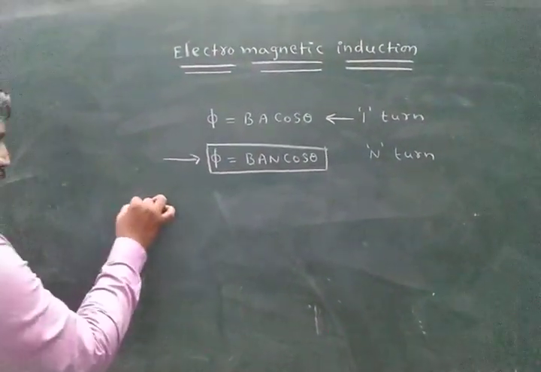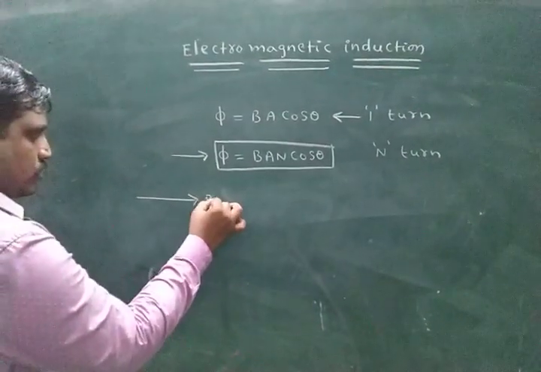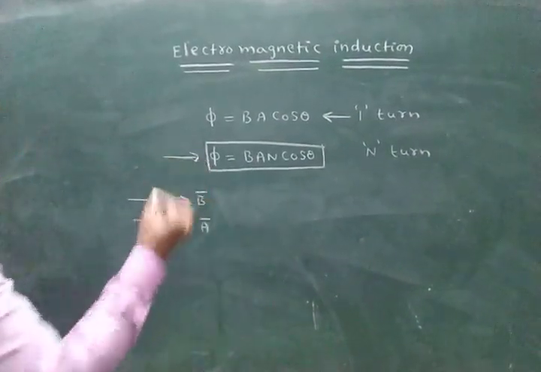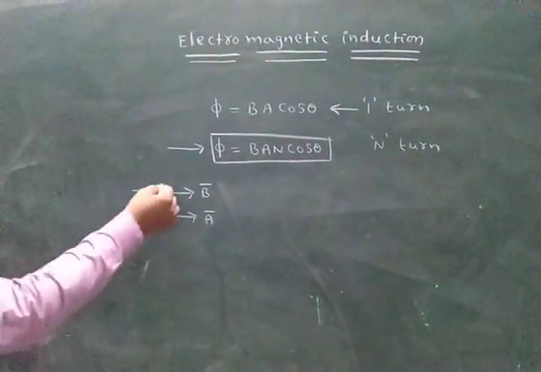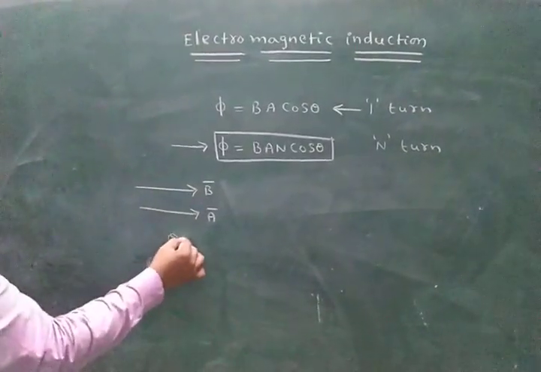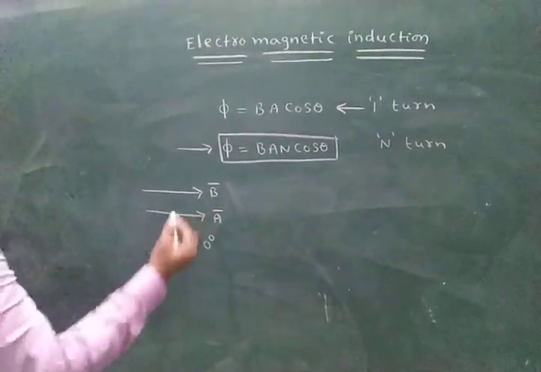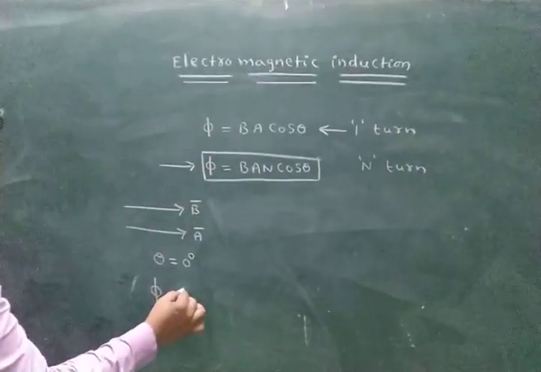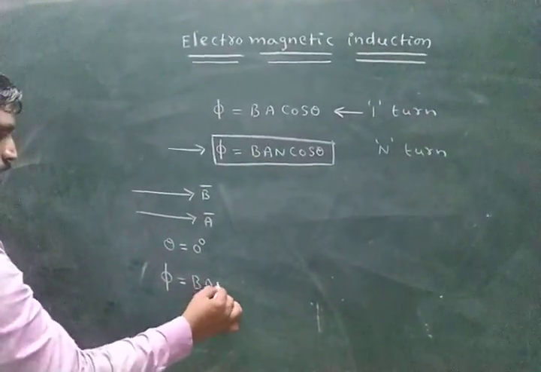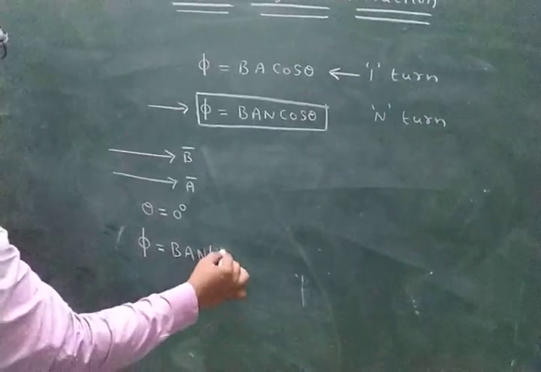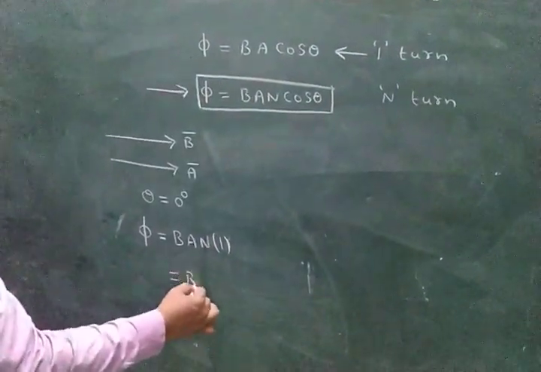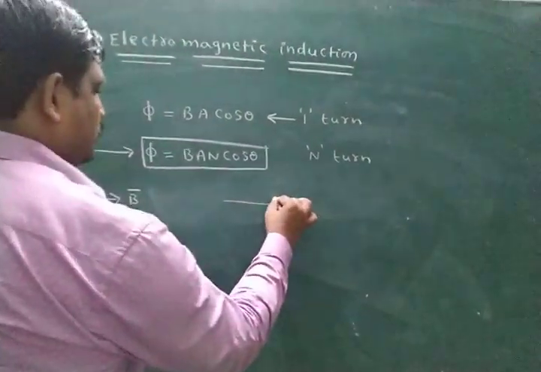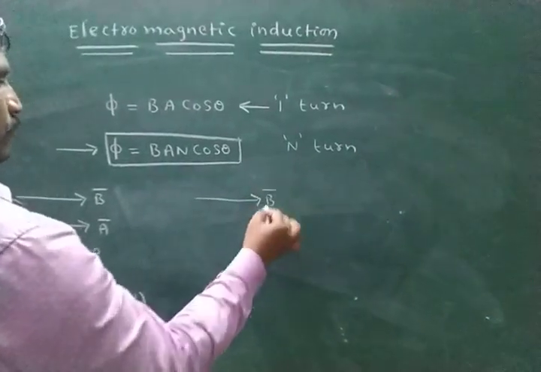Here, for example, look here. This is the direction of the magnetic field. This is the direction of area. In this situation, B and A are in the same direction, so theta is automatically 0. What happens to the flux? Phi equals B A n cos 0, which is 1. Simply, flux is BAN.